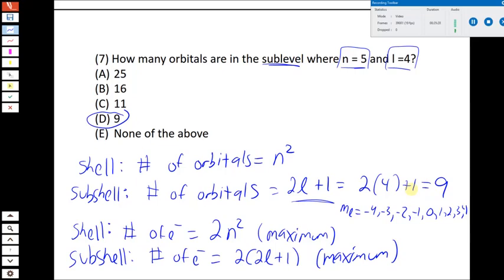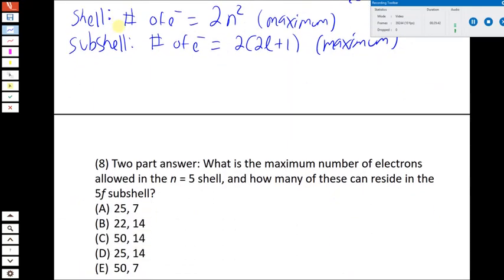Yeah, level or shell. Shell is more common, but subshell and sublevel are both used. But yeah, the word sub would tell you whether it's L or n that you should consider. Okay? Anything else? All right, next question is very similar.